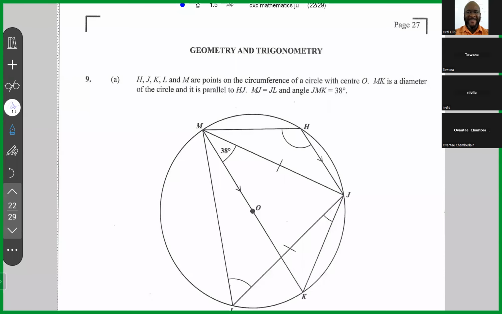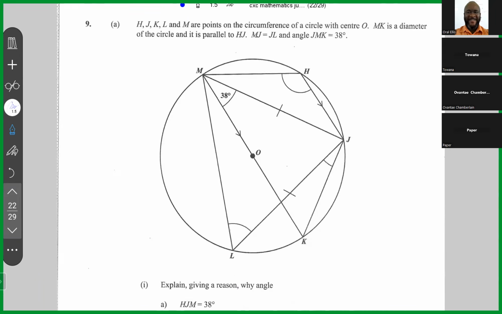All right, question number 9 says H, J, K, L and M are points on the circumference of a circle with center O. MK is a diameter of the circle and it is parallel to HJ. MJ is equal to JL, and the angle JMK is equal to 38 degrees. So all that we just said is what we can see for ourselves.